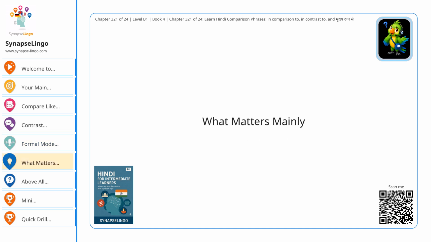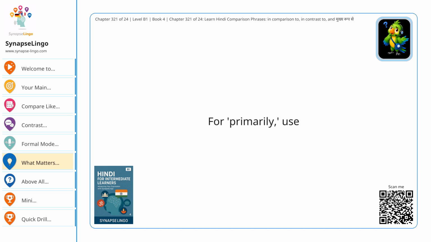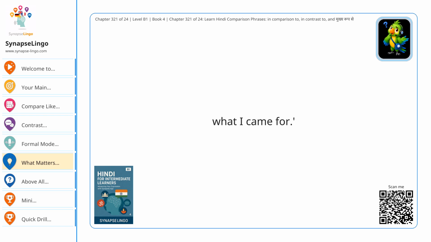What matters mainly. Not everything is equally important. Sometimes one thing is the star, and the rest are just backup dancers. For primarily, use मुख्य रूप से. Example: this book is primarily for beginners. We are primarily concerned with safety. The event is primarily about music. When you use मुख्य रूप से, you highlight the main focus. It's like pointing at the biggest pizza slice and saying, yes, the salad exists, but this is मुख्य रूप से what I came for.